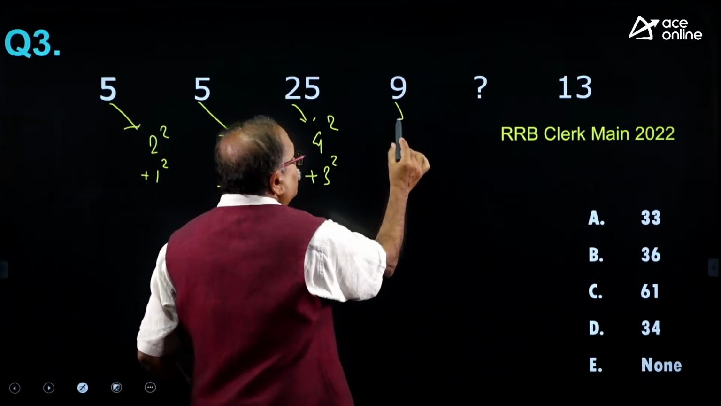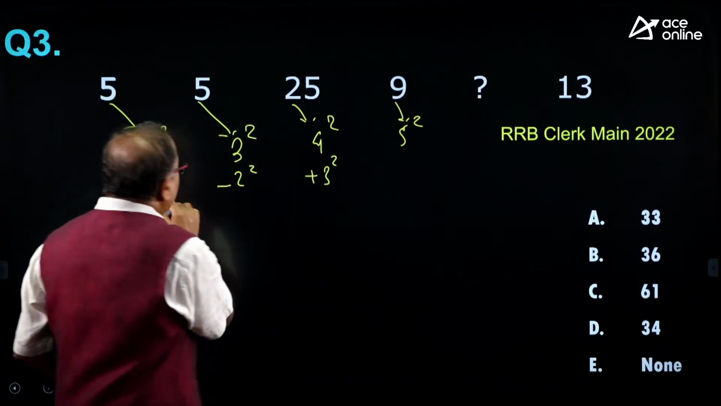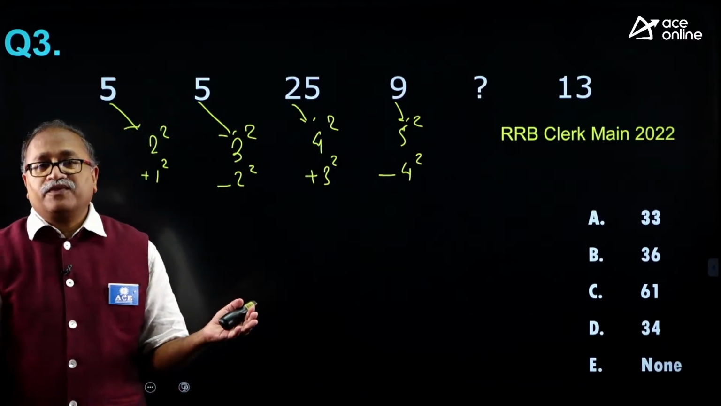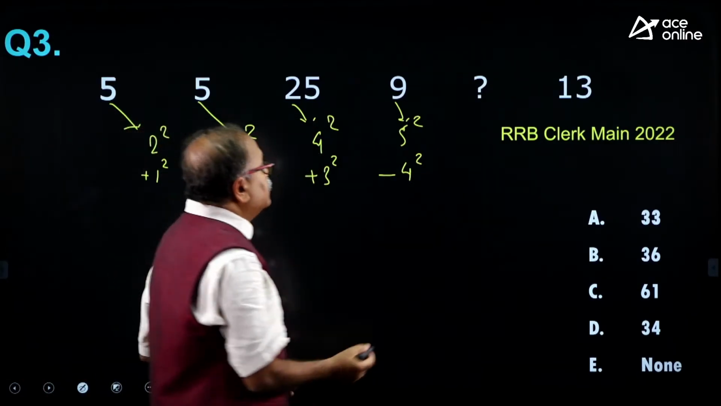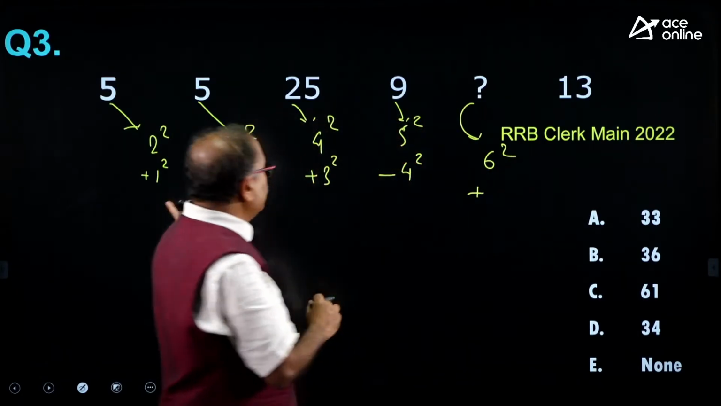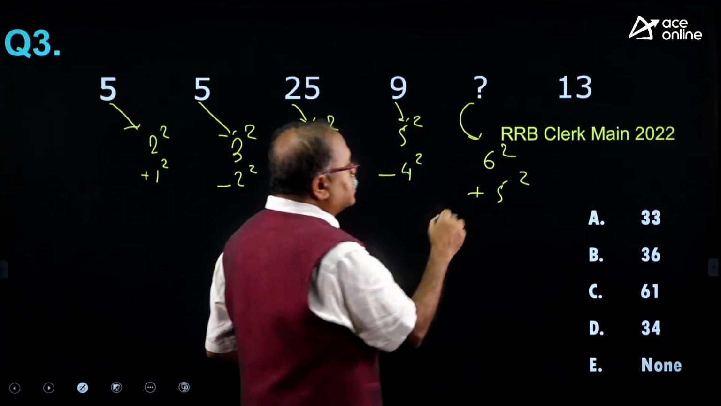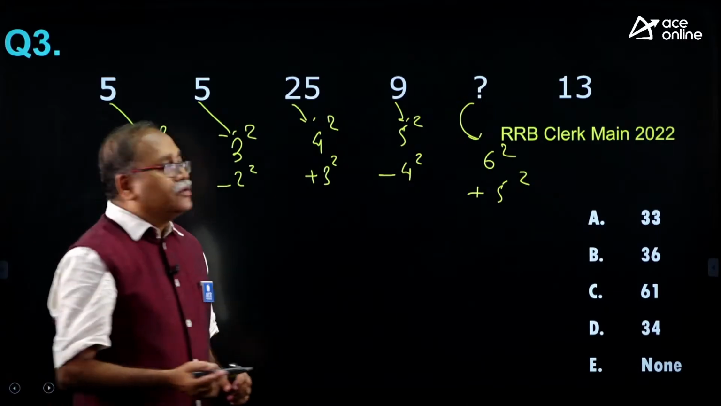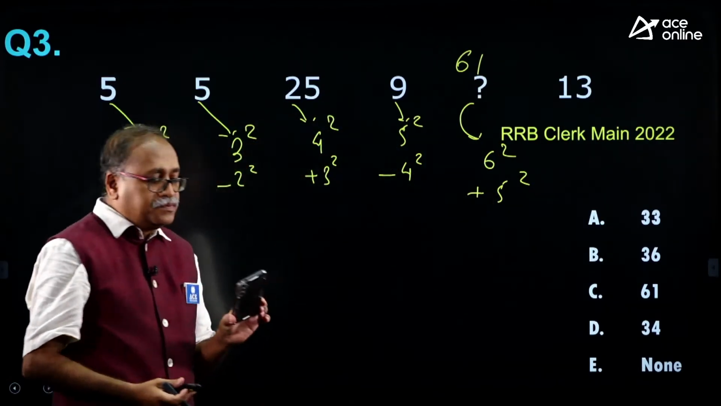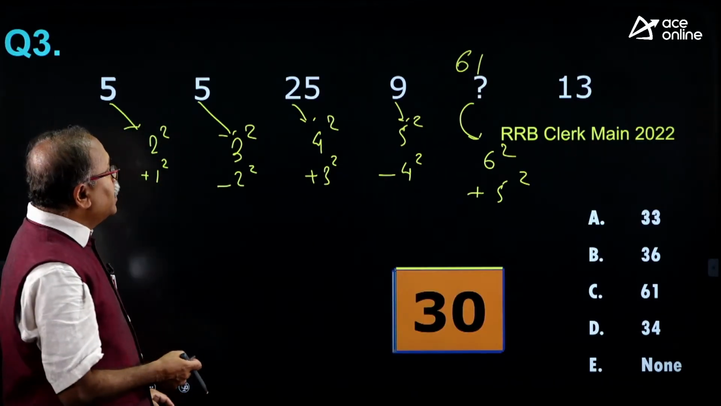Okay, then it could be 5 square, 2, 3, 4, and this is 5 square plus minus plus and minus, that is 4 square, and we know 25 minus 16 is 9. Then what should be over here? That is 6 square and alternatively plus minus. So, plus 5 square. So, that is 36 plus 25, which is nothing but 61. Beautifully answered the question, my young friend. I am giving you the next question and it is here.